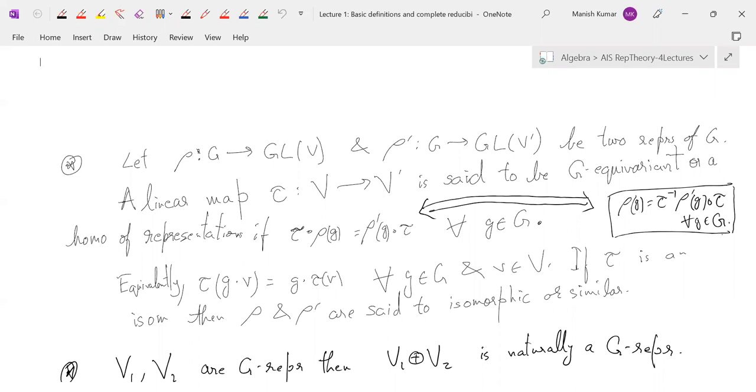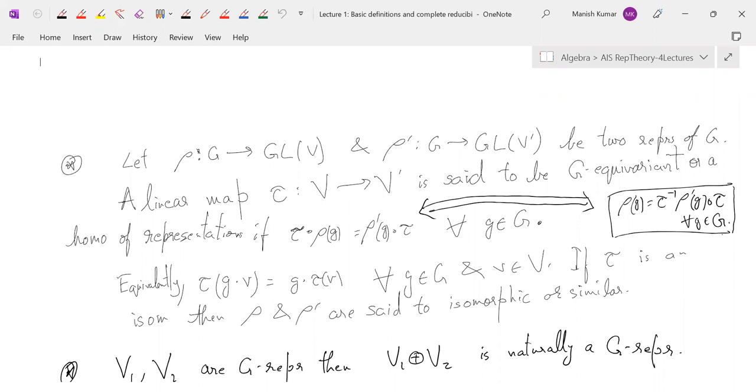If tau composed rho g is the same as rho prime g composed tau, where rho prime is this other representation. So if you write it in terms of action, what it means is that first you do g dot v and apply tau, that is the same as first applying tau and then applying g. So tau and g are sort of commutative. Or you can write it as rho g is the same as tau inverse rho prime g composed tau, if tau is an automorphism.